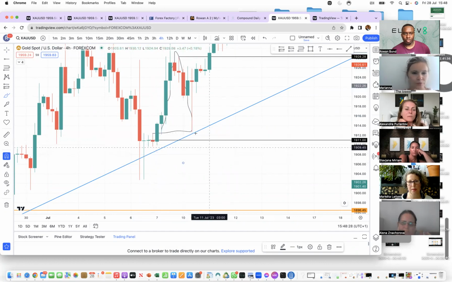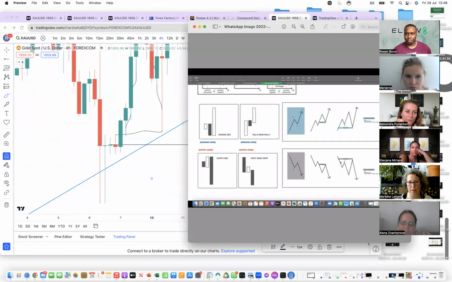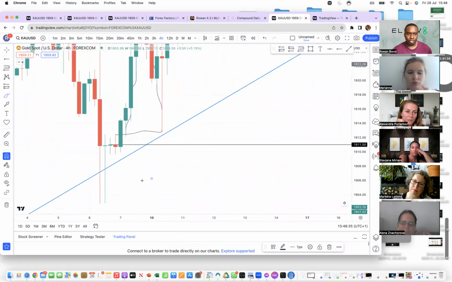Came down. It stopped at the wick. So I'll show you here. I'll zoom in closer. So when you see this, they don't have wicks. These stick-looking things, we call them wicks.